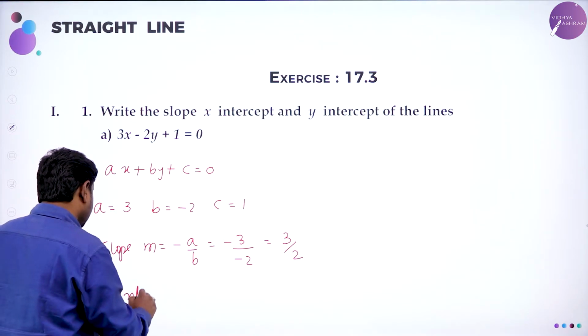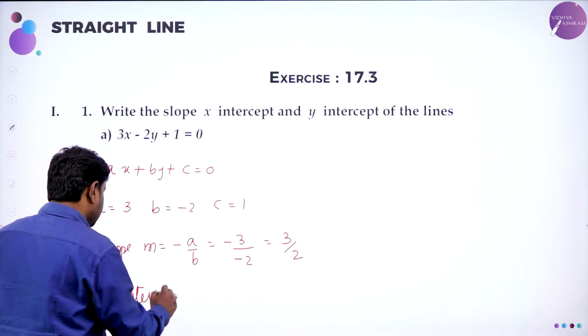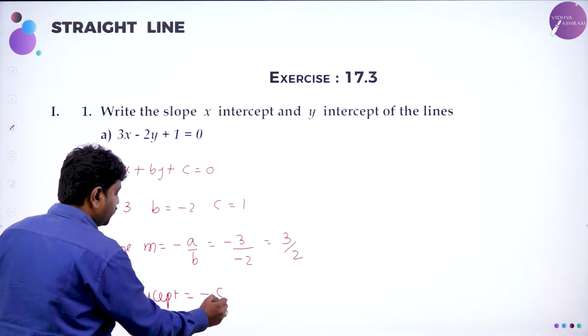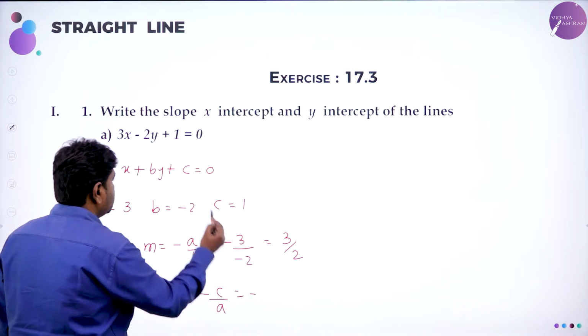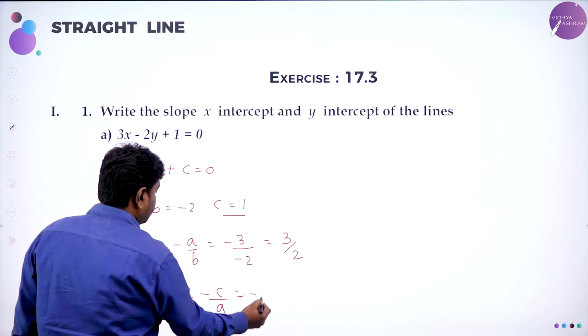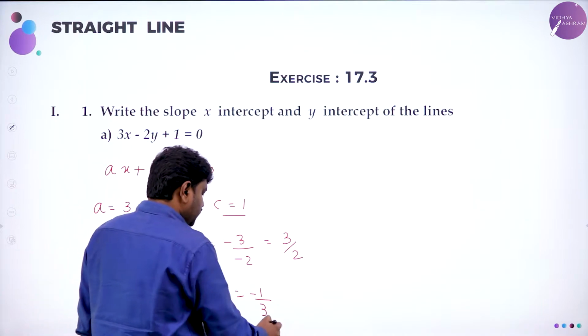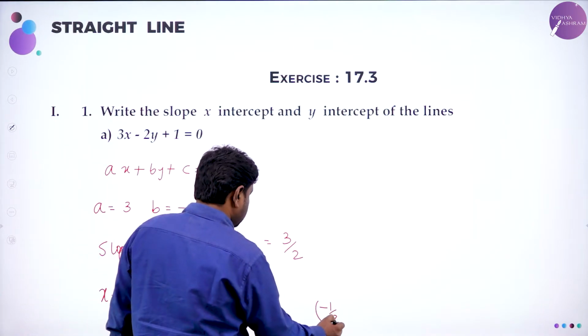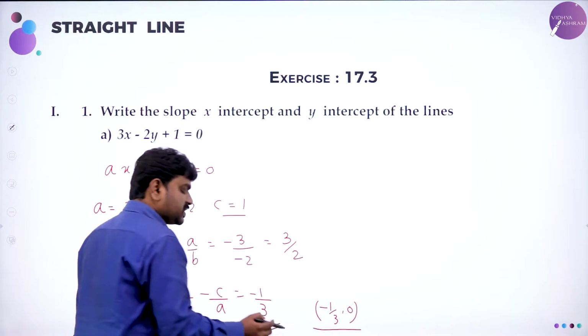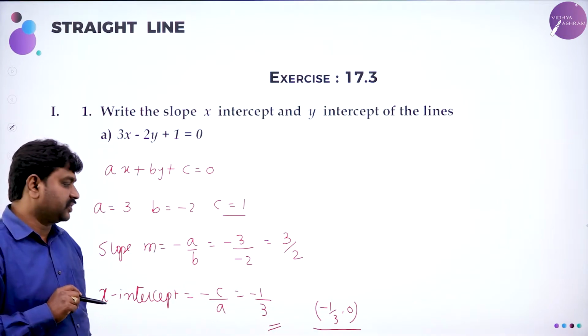X-intercept means point on x-axis. So x-intercept is minus c by a. That is minus c. What is c value? 1 divided by a. What is a? 3. Minus 1 by 3. You can write this as what? Minus 1 by 3 comma 0. X-intercept means it is a point on x-axis where line touches x-axis.